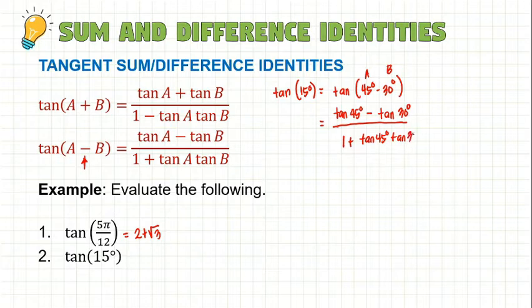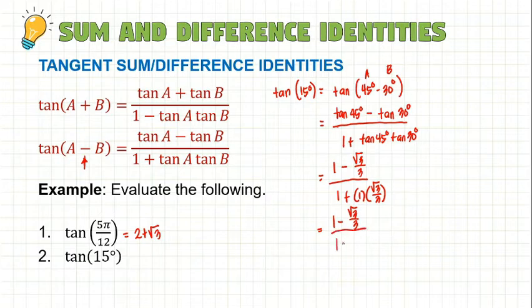So from that, we will now have tangent of 45 is just equal to 1. Just check that one. Minus tangent of 30 is just square root of 3 over 3. All over 1 plus 1. Multiply it by tangent of 30, square root of 3 over 3. Okay, so we will now have 1 minus square root of 3 over 3 all over 1 plus square root of 3 over 3.